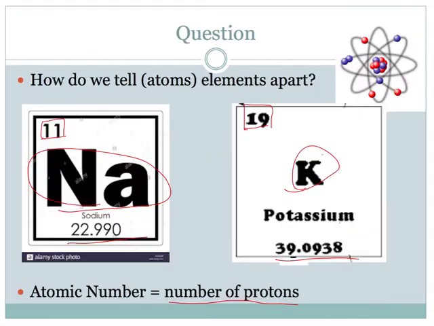And so if I would change this sodium atom and give it 8 more protons, it would now not be called sodium, it would be called potassium. So if I change the proton number, I change my substance.